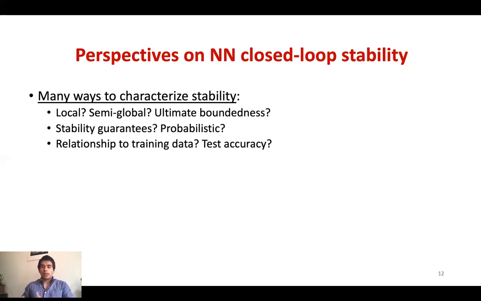This is maybe important because we're trying to design controllers for highly nonlinear systems, right? And there's many ways the stability could come about. What conditions does it have to be stable? Do we know with certainty that it's going to be stable, or is it going to be probabilistic? And how do we get there?